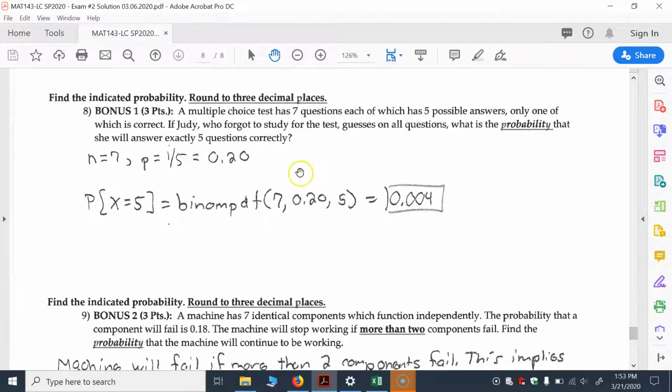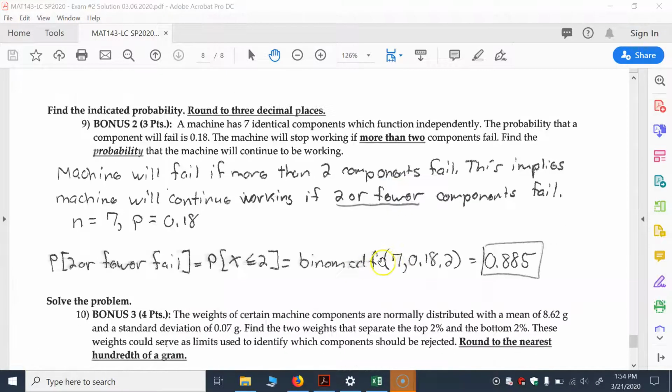On Form B, now the test has 7 questions and 5 possible answers. So your probability of getting one right is 1 out of 5 or 0.2. So the probability of getting exactly 5 right, we use binomial PDF. You'll get 0.004.